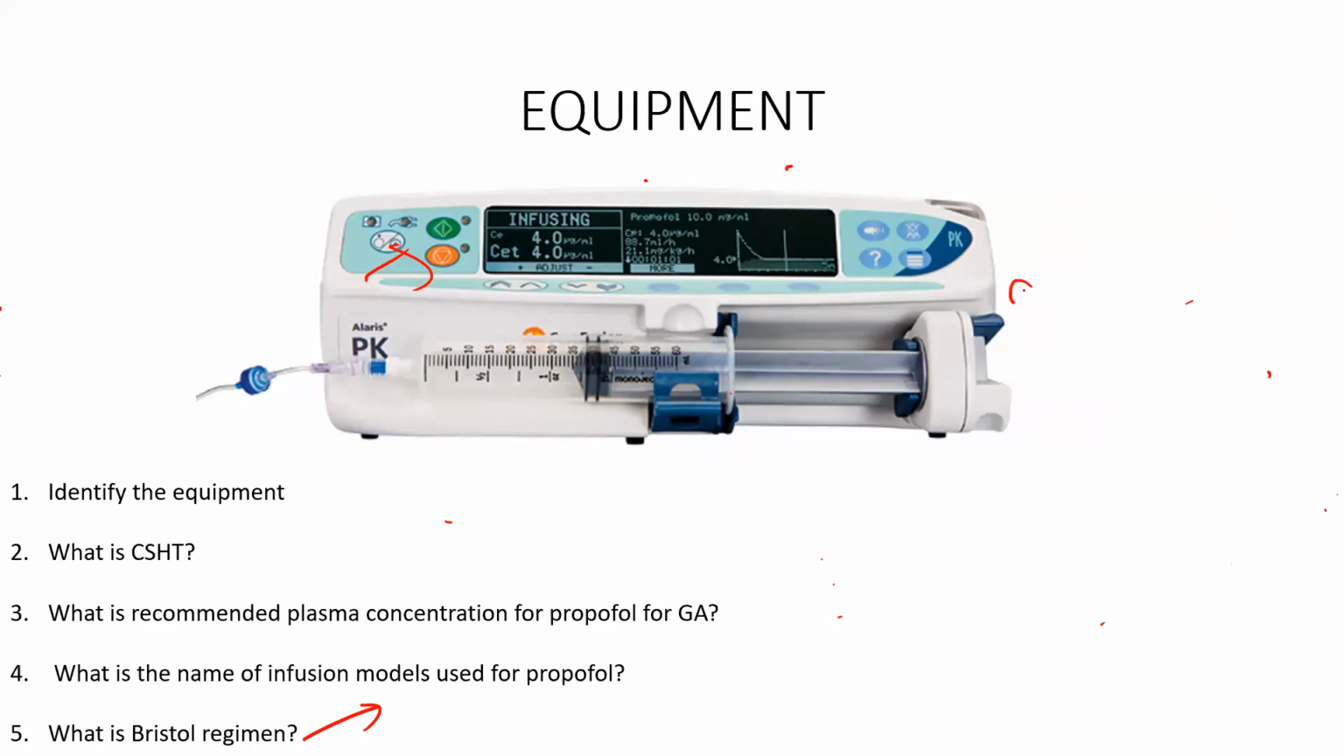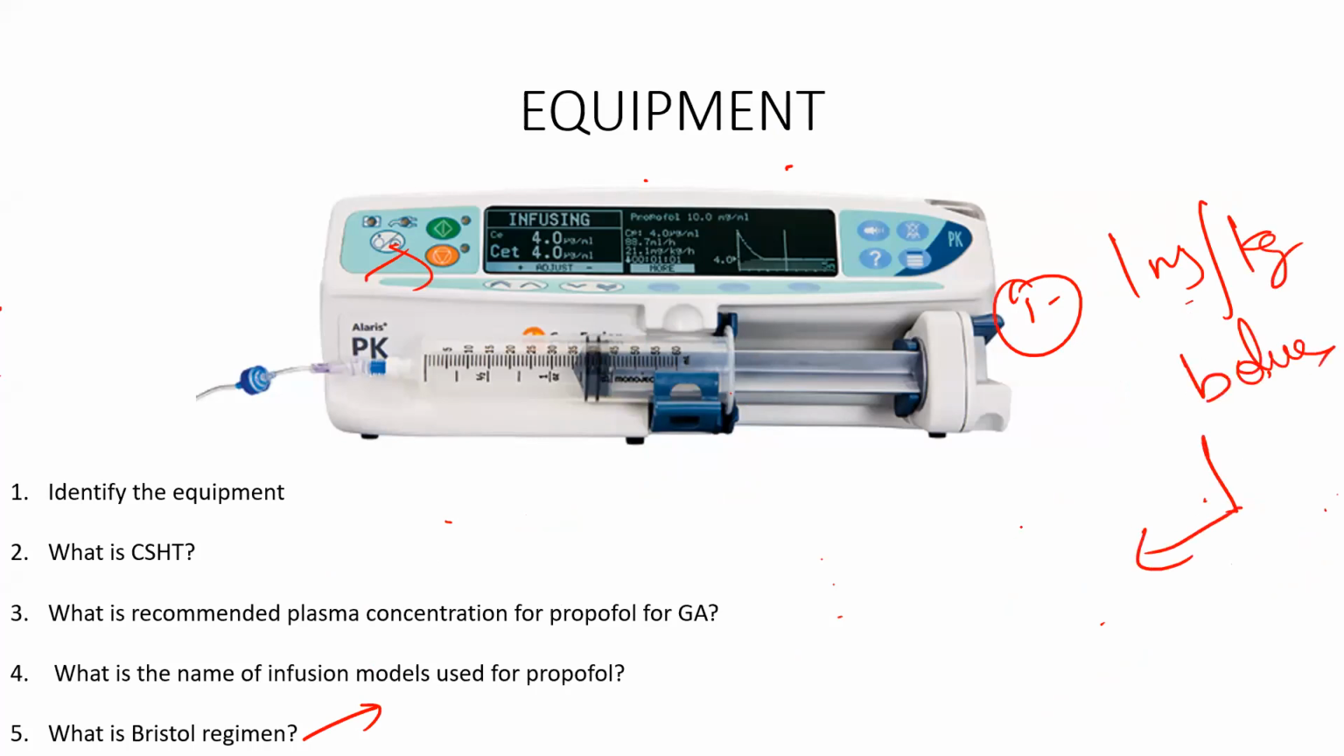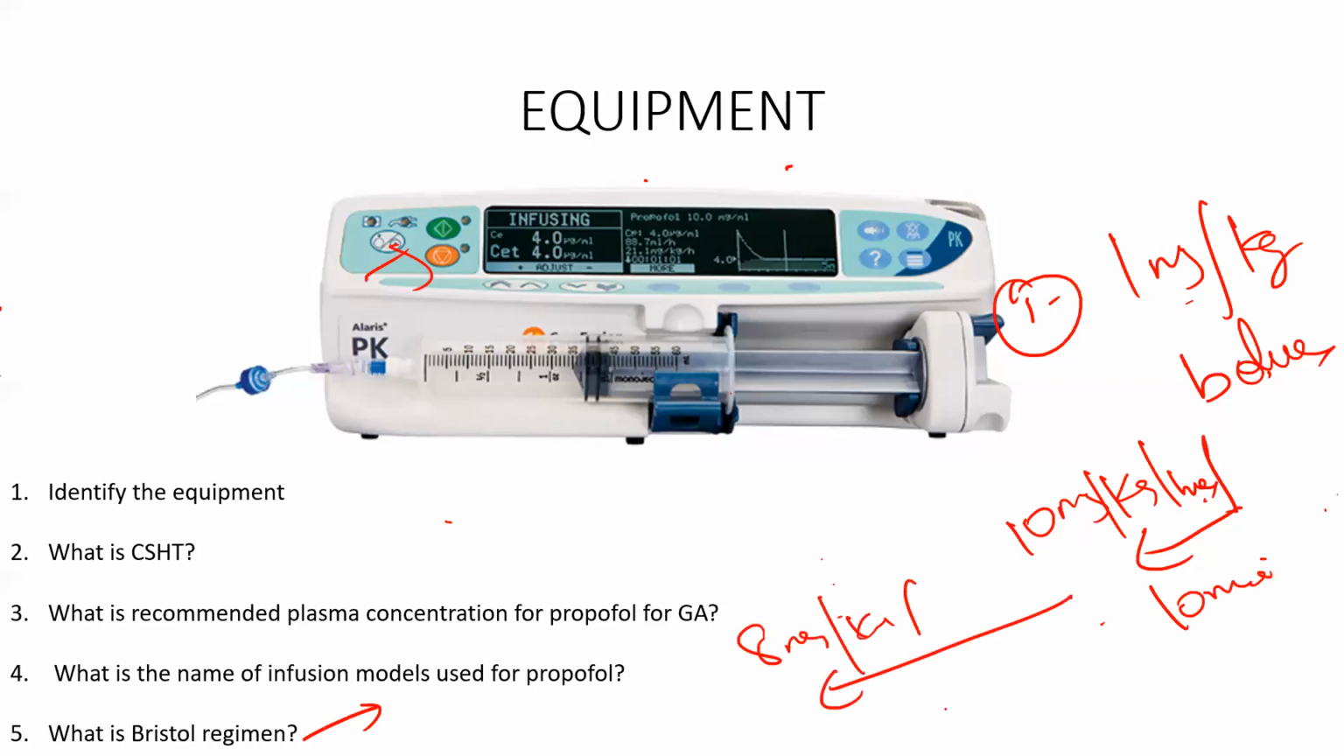The regimen is step 1, 1 milligram per kg bolus, followed immediately by 10 milligram per kg per hour infusion for 10 minutes. Then 8 milligram per kg per hour for 10 minutes. Then 6 milligram per kg per hour continuously. So this is Bristol regimen. This can maintain the plasma concentration around 3.5 to 4 micrograms per ml. Good. This is the Bristol regimen used for people who are not having TIVA pumps.